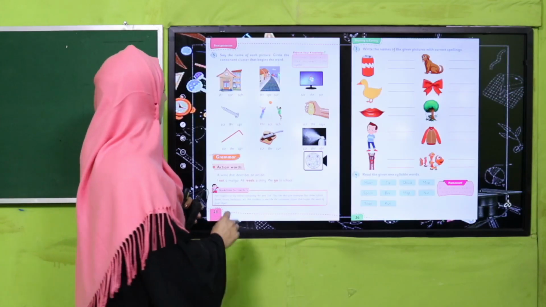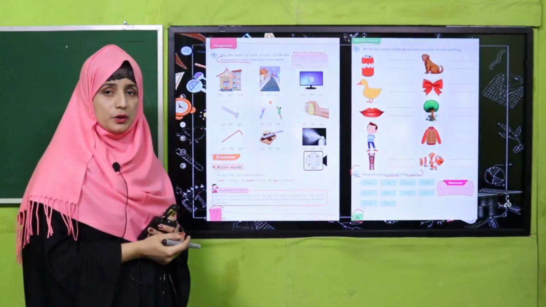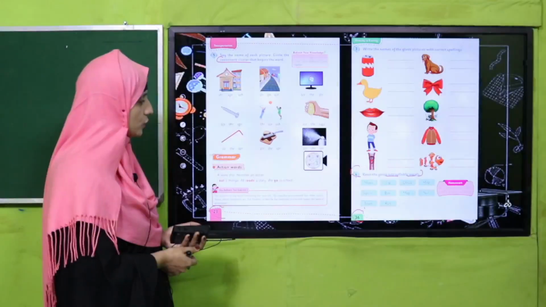Before, in English for grade 1, my dear students, on page number 23, we have learned about consonant clusters. Already we know. And on page number 36, we have learned about syllables, how we can get syllables of different words. I hope you remember it. If you may not, you can watch these video lectures again, and today we are going to learn further about it.